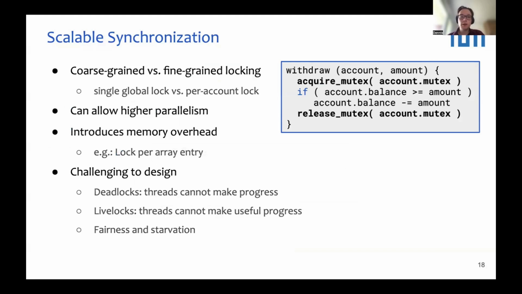This highlights another way in which implementing fine-grained locking algorithms is more challenging, because you can get deadlocks where threads cannot make progress at all, as we saw on the previous slide. But we could also have livelocks where threads could not make useful progress. Or we could have fairness and starvation issues. For instance, if one thread repeatedly keeps acquiring the same lock, but the other thread never gets the opportunity.